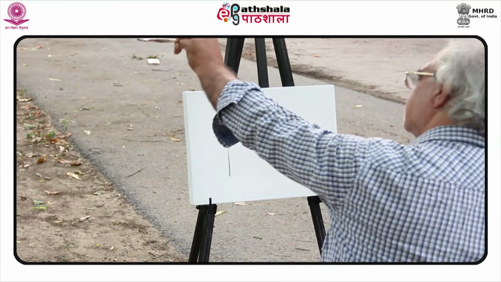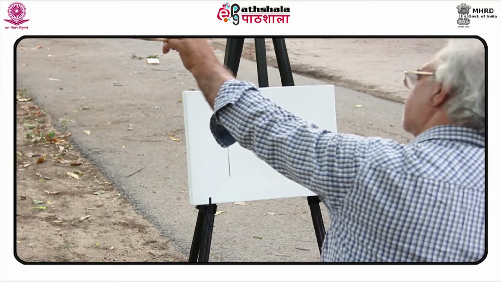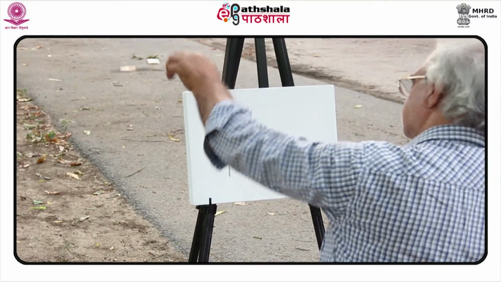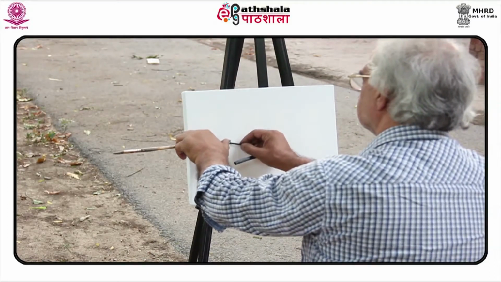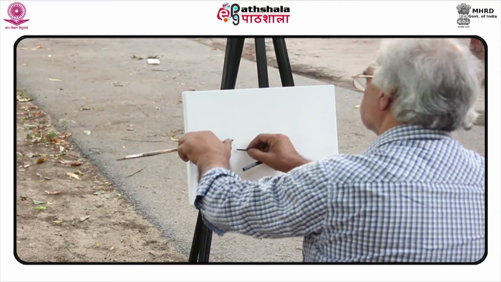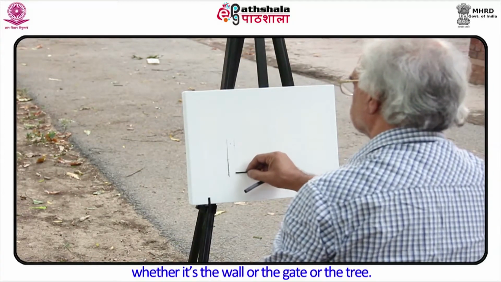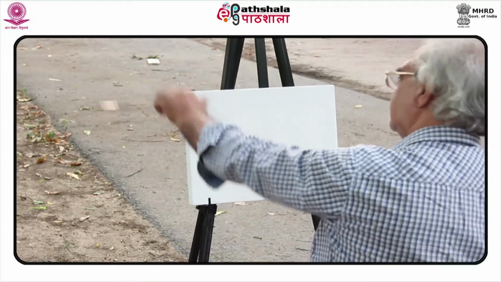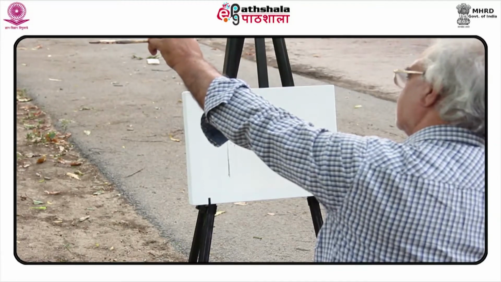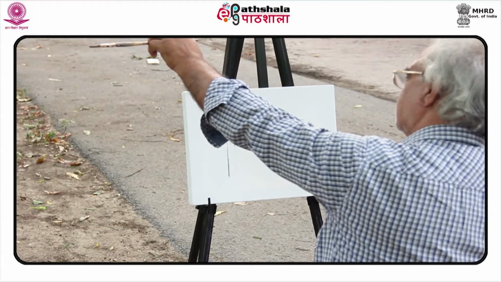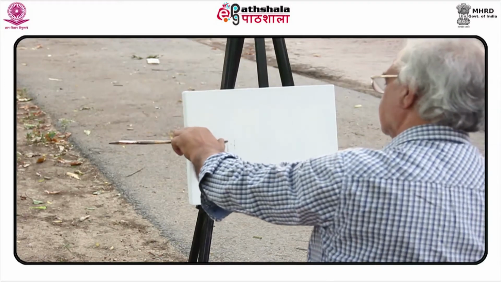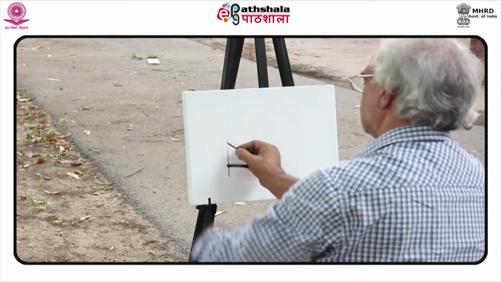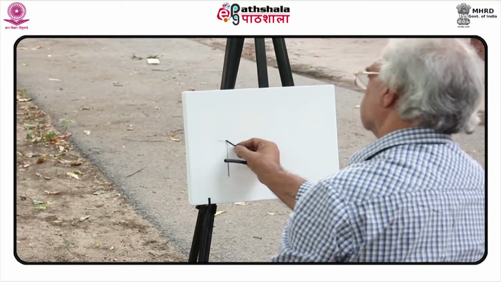The distance from which the measurements are being taken should be the same for every object, whether it is the wall or the gate or the tree. Start drawing the basic lines of a form and that only will slowly lead to the main composition.